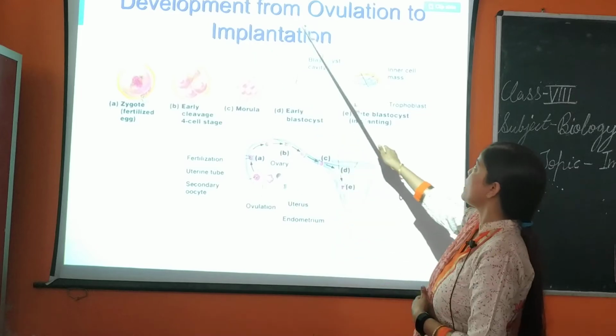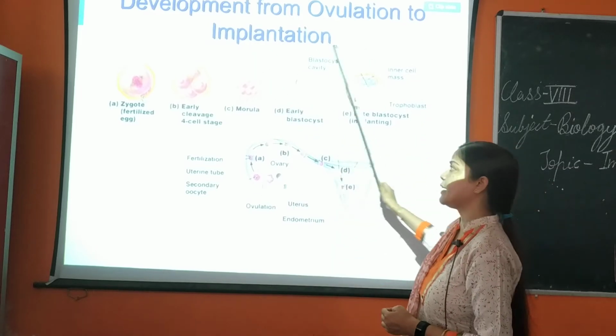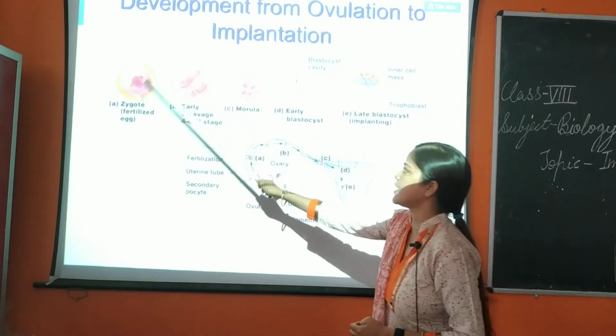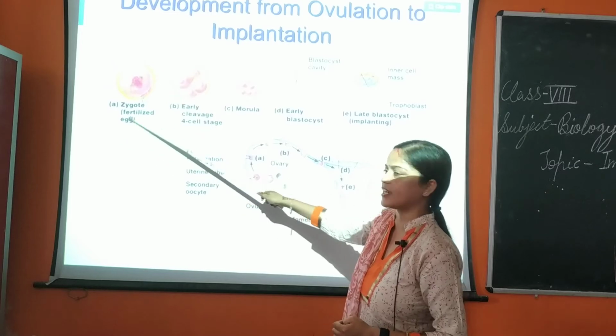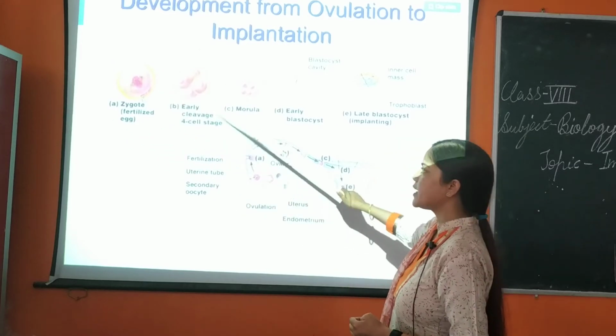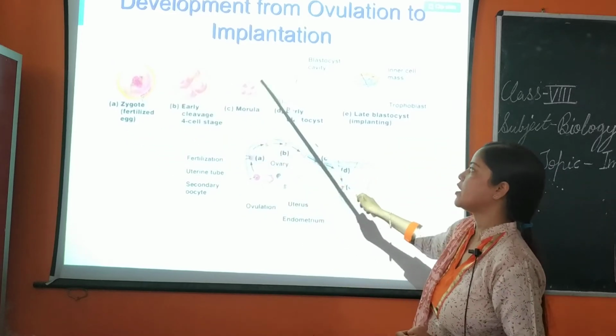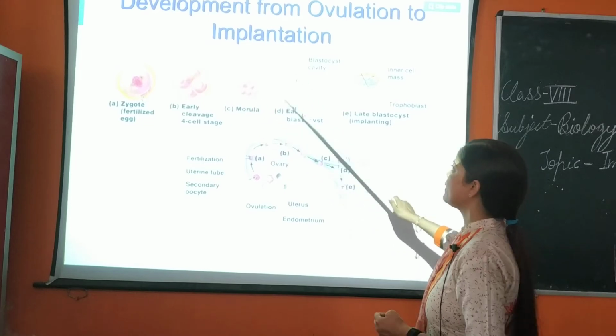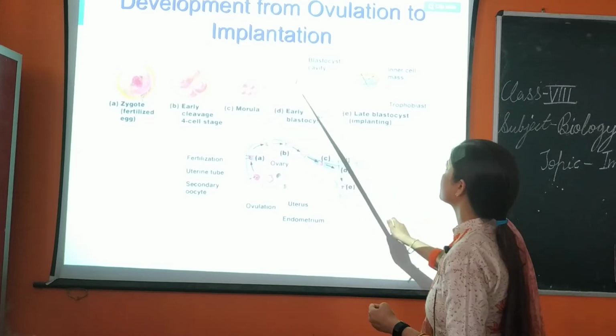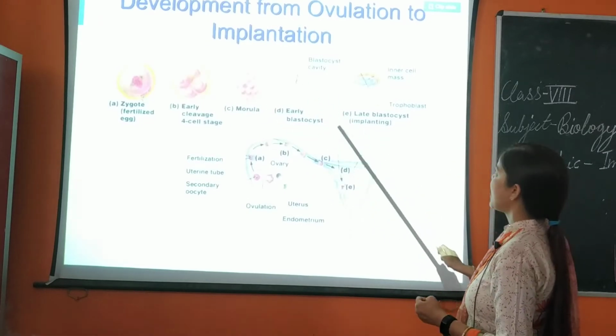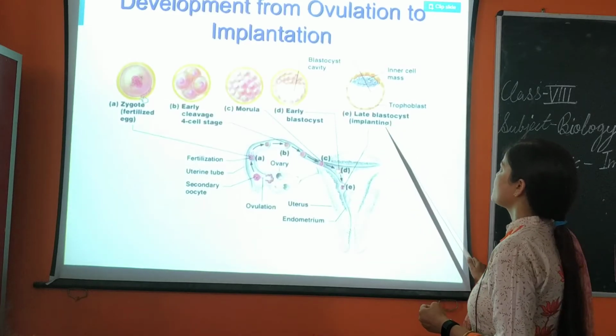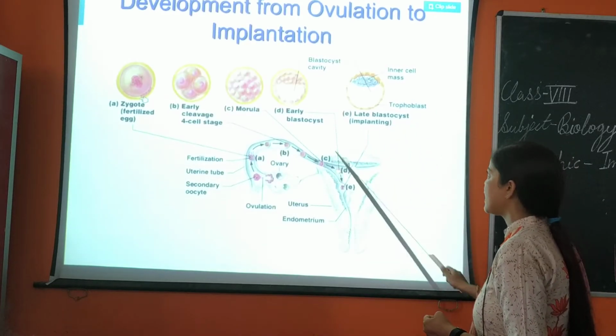Now, development from ovulation and implantation. This is the zygote, early fertilized egg. Now the early cleavage, that 4-cell stage. Now comes the morula, early blastocyst. This is the blastocyst cavity, and the last one is late blastocyst, that is implanting.